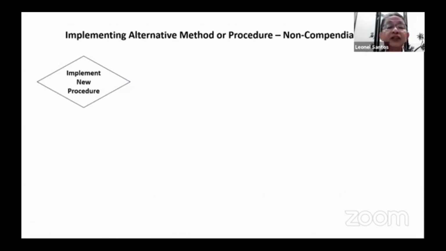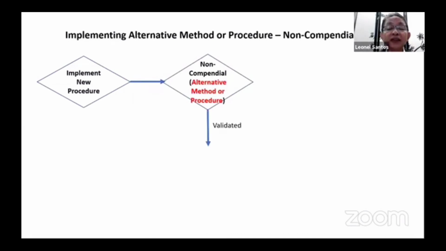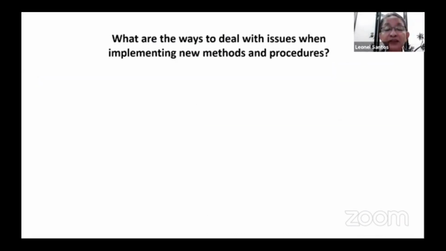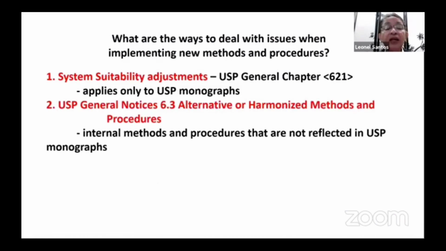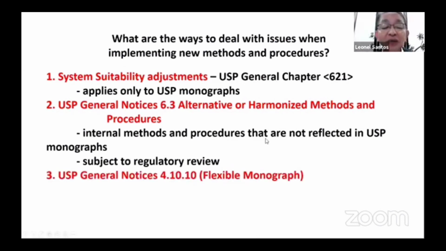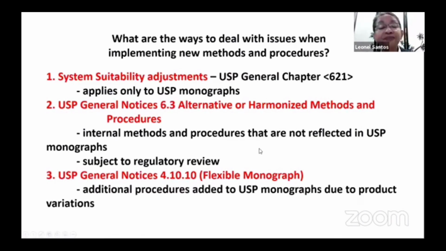Similarly, implementation of an alternative method for non-compendial or alternative method, as I mentioned earlier, is shown here. And then the ways to deal with issues in terms of implementing can be using the system suitability, using developing the alternative or harmonized method and procedure, which is what I'm going to discuss in this presentation. And then the third one would be what is called the flexible monograph.